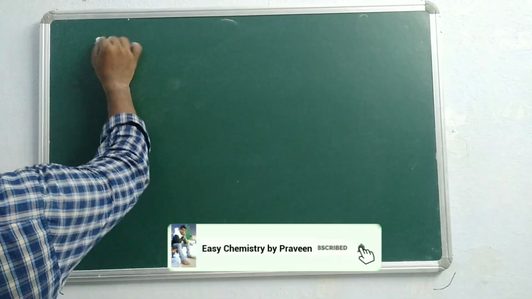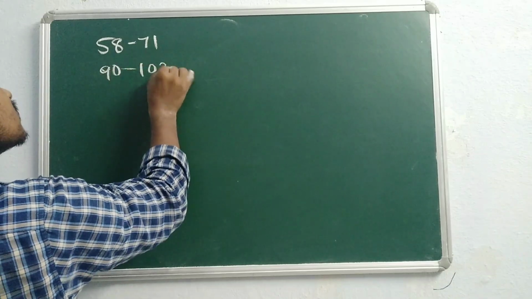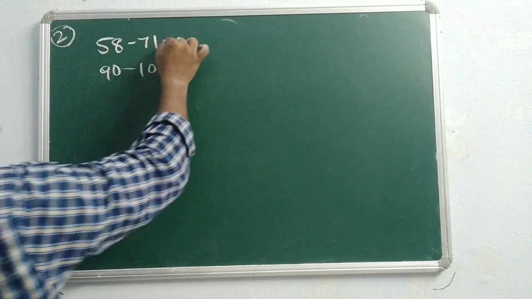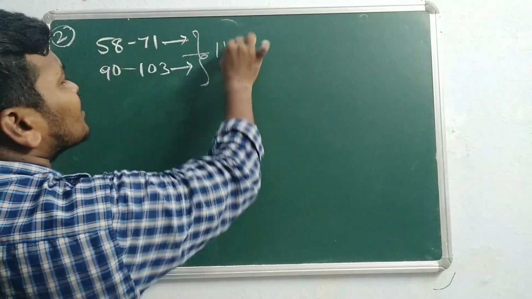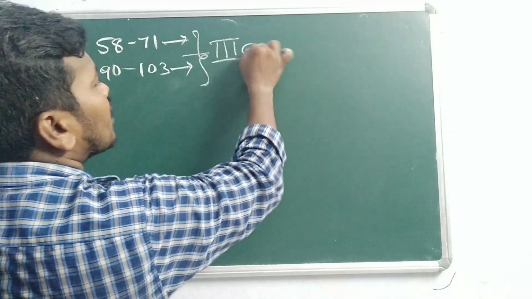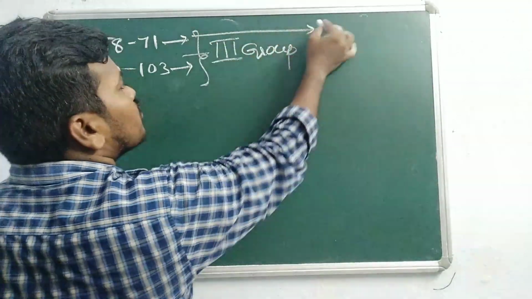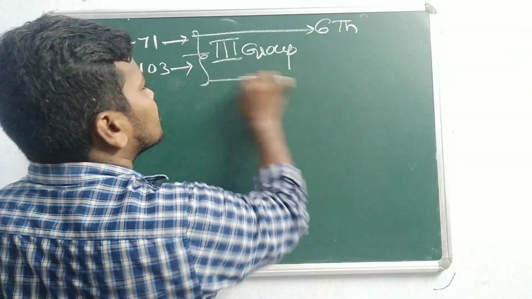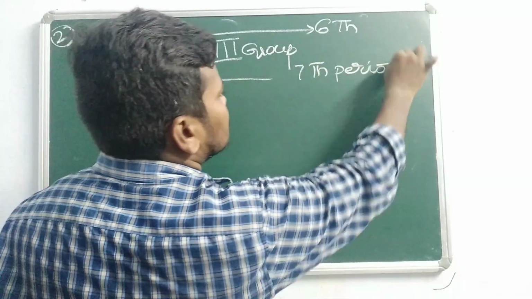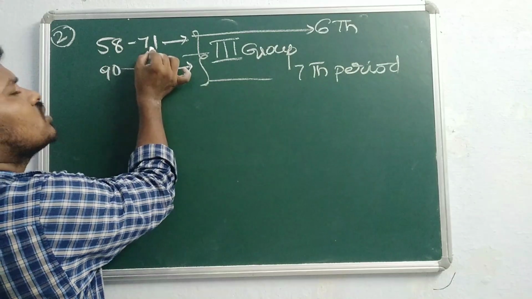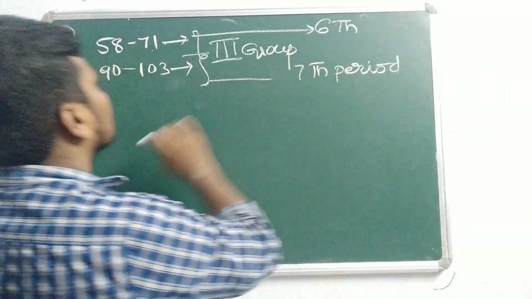Second trick: 58 to 71 and 90 to 103. These are the lanthanides and actinides. Both belong to the third group. The first row belongs to the sixth period, and the second row belongs to the seventh period. Just remember this: 58 to 71 belongs to the sixth period, and 90 to 103 belongs to the seventh period.